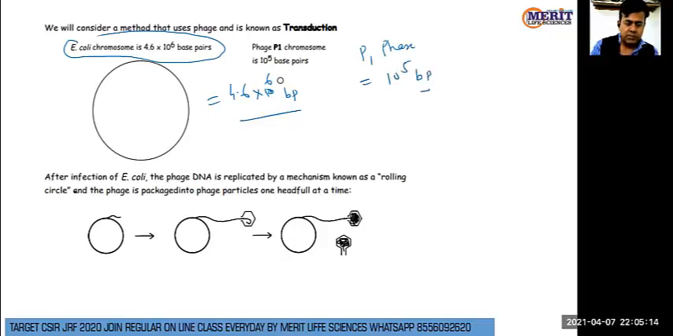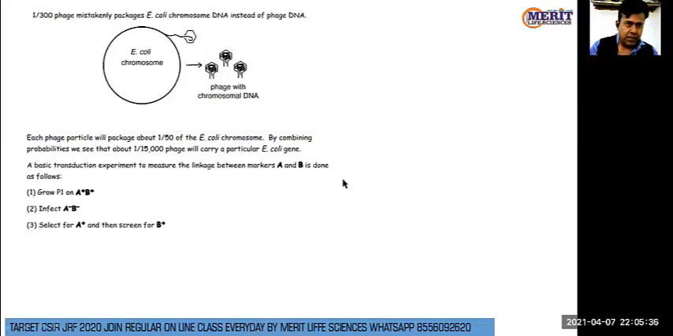As you know, after infection of E. coli, the phage DNA replicates by the rolling circle mechanism, and it is packaged into phage particles one headful at a time. One headful at a time, this is very important, meaning it is not continuous. So we can assume that 1 in 300 phages mistakenly packages E. coli chromosome DNA instead of phage DNA.